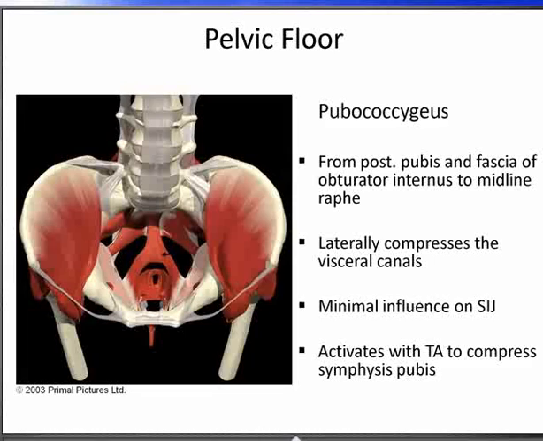It actually activates with transversus abdominis to compress the symphysis pubis. So when you activate TAs, it will synergistically activate pubococcygeus and have an influence on the symphysis pubis joint to compress it.